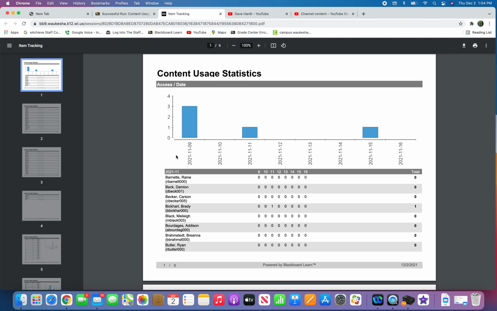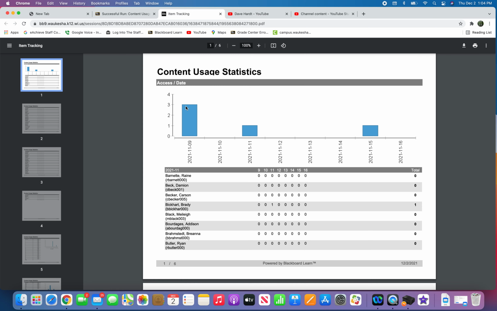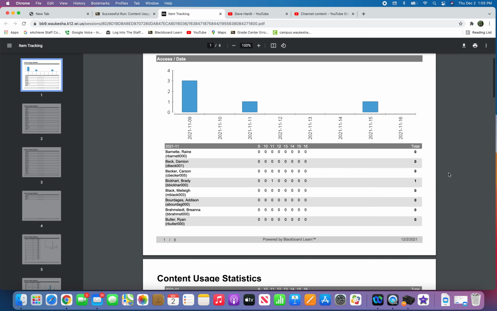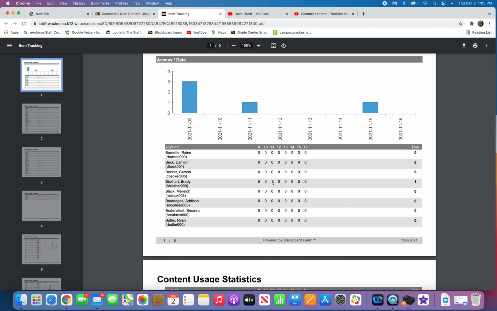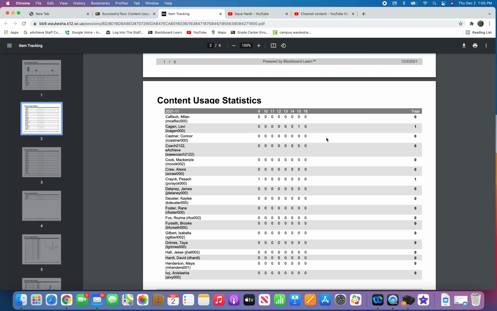And here's what you get. By day, three people looked at it on the 11th, the day I created it. That was a Tuesday. One person looked on Thursday, and I think that's Monday the 15th. It just gives you a little stat there. So then if you scroll, you can see that Brady Bickhart viewed it on the 11th. So he was this quick. No other ones. So you scroll some more, and we've got Levi looked at on the Monday, and then Pish looked at it on the day we did it, but later, the recorded session.